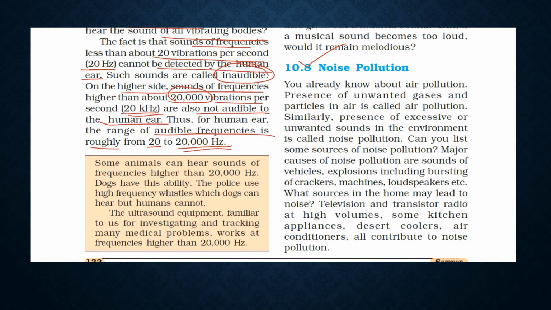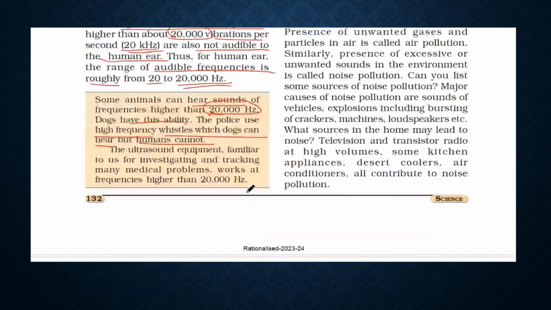But some animals can hear sounds above 20,000 hertz, though they are inaudible to the human ear. Dogs have this ability. The police use high frequency whistles which the dogs can hear but humans cannot. So there are several sounds which the ear of a dog can hear, but the human ear is not able to hear those sounds.